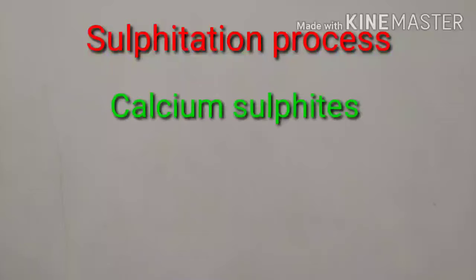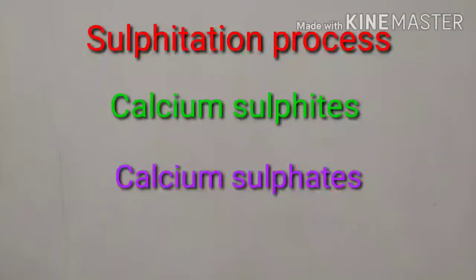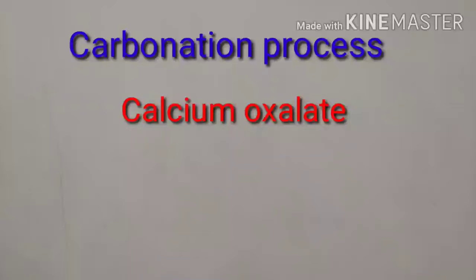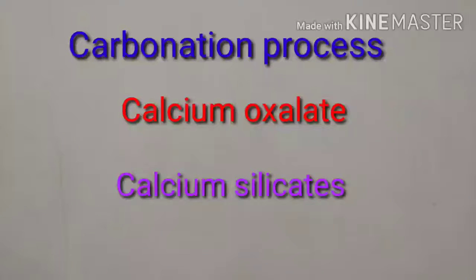Nature of scale. The composition of scale is mainly depending upon the types of clarification. That means, if the factory is practicing sulfitation process, calcium sulfites and calcium sulfates are very common in nature. And if the factory is practicing defecation process, calcium phosphate scales are very common. If the factory is practicing carbonation process, calcium oxalate and calcium silicates are very common.